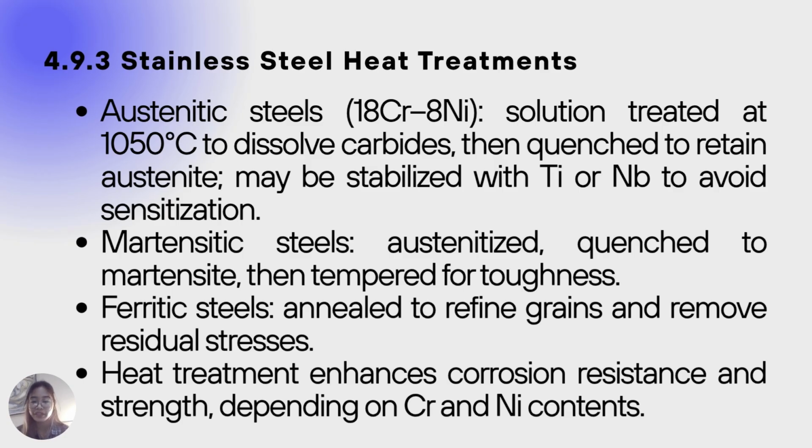Third, ferritic grades, on the other hand, cannot form martensite because of their low carbon content. They are annealed instead. This process refines the grain structure and relieves residual stresses from fabrication. This helps maintain good corrosion resistance and mechanical stability. In general, heat treatment of stainless steels improves corrosion resistance, strength, and toughness. The final properties depend on the chromium and nickel contents. Chromium provides corrosion resistance, while nickel stabilizes the austenite phase.